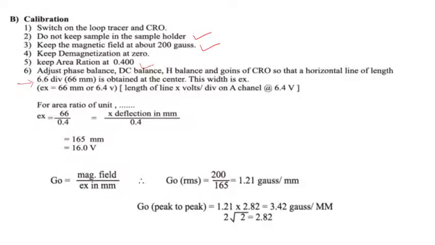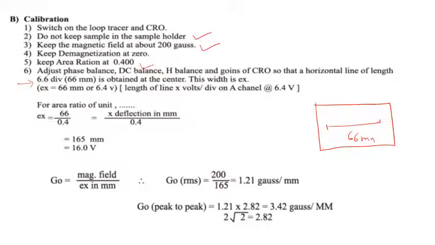We have a CRO screen, and on it we have to obtain a horizontal line. Make sure the XY knob on the CRO is pressed, and we will get a line like this. The length of this line should be 66 millimeter. You know these small divisions are there on the x-axis and y-axis, so make sure it is 66 millimeter. Why are we doing all these things? This is for this model, we have to make these changes.